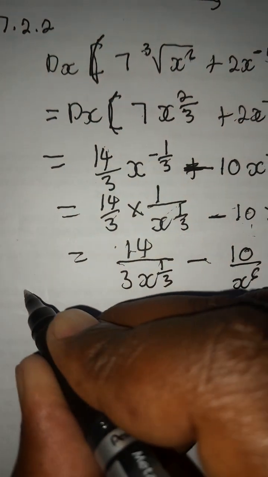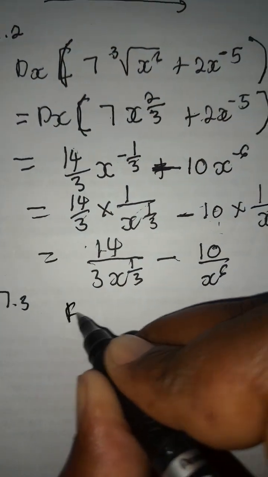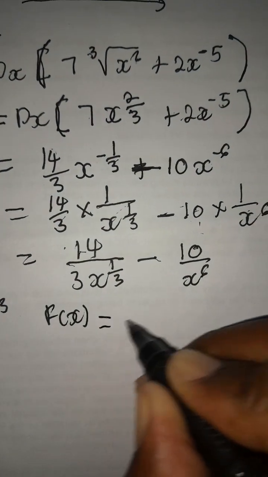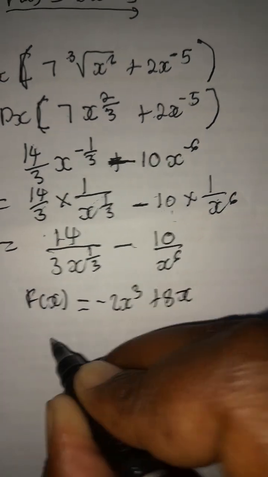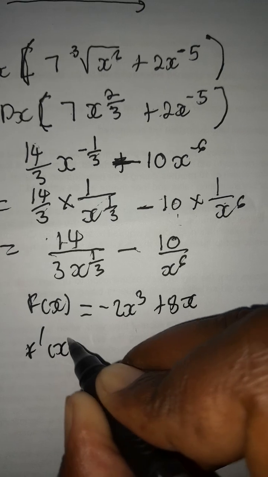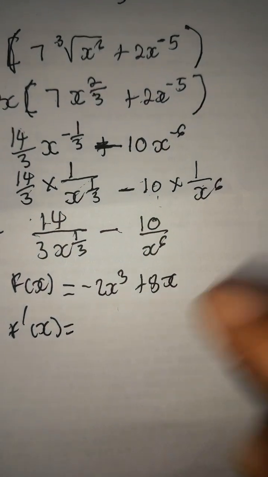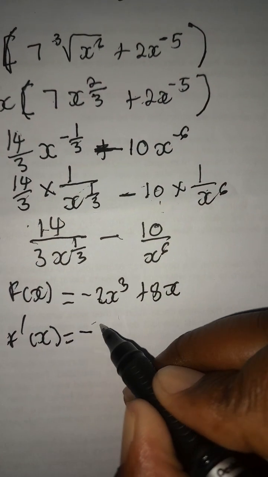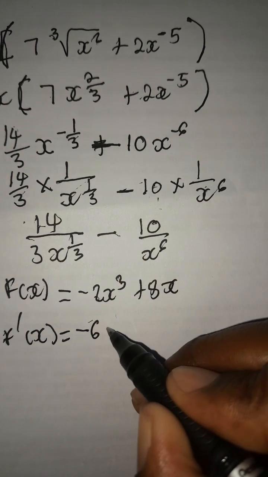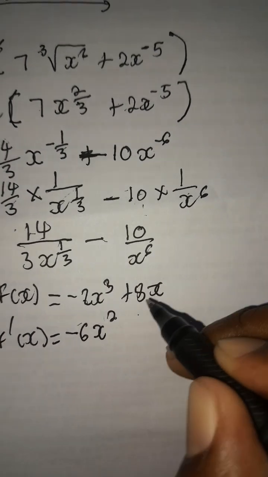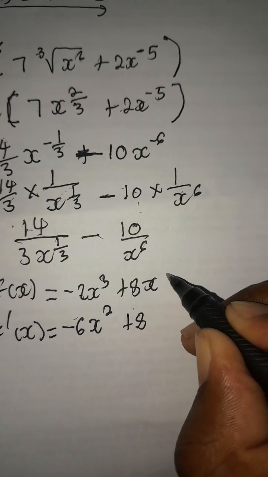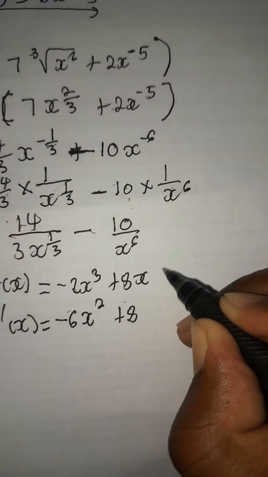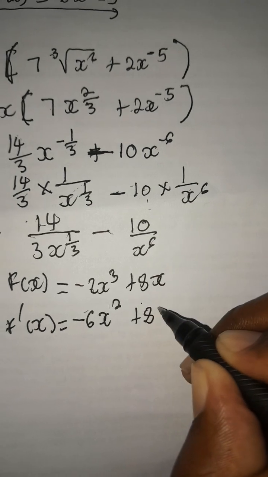Let's put that into practice. 7.3. Remember, you're given f of x equals negative 2x cubed plus 8x. So we'll first have to derive this. What is negative 2 times 3? That will be negative 6. What is 3 minus 1? That will be x squared. Then what is 8 times 1? That will be 8. What is 1 minus 1? That will be 0. x to the power 0 is going to be 1. 1 times 8, still 8.